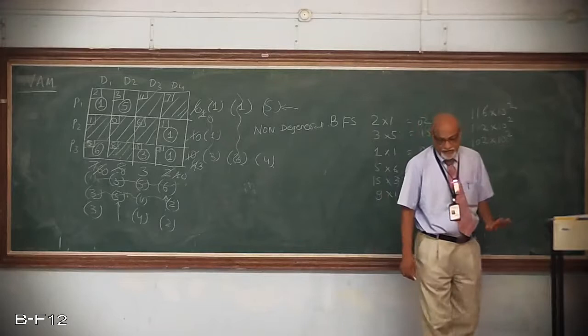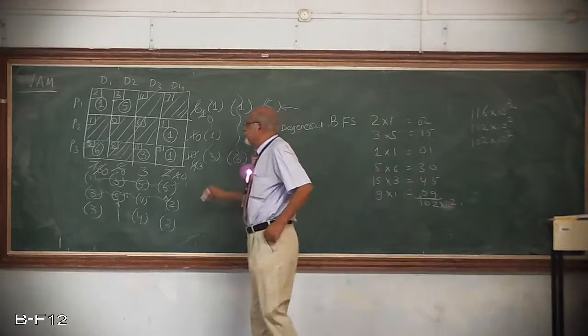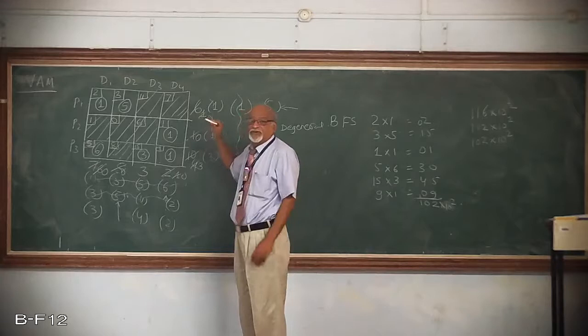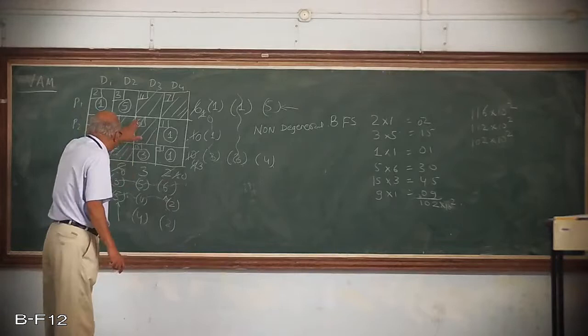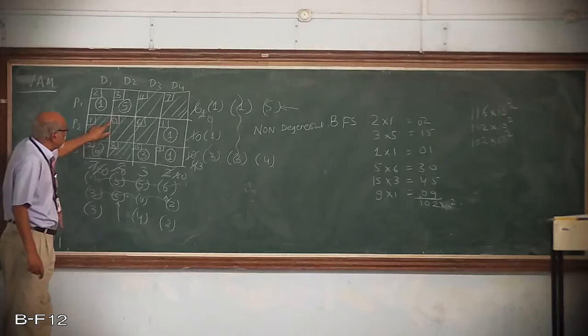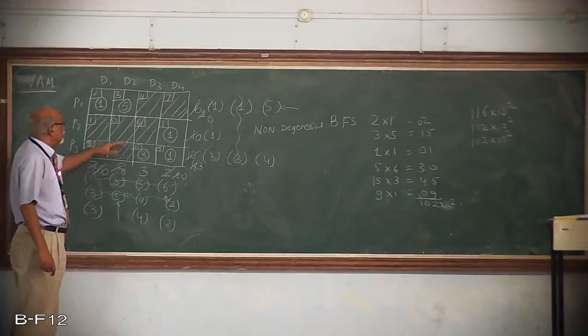Now, what we need to think is: is it the best solution, or is it the optimal solution? Or is there any other way the cost can be reduced? We will see how to check it. Just by observing here, we can ask why this one is not allocated, even though it is zero cost; it should have been allocated. Why is it not allocated? If I allocate something over here, can it reduce the cost or something like that?